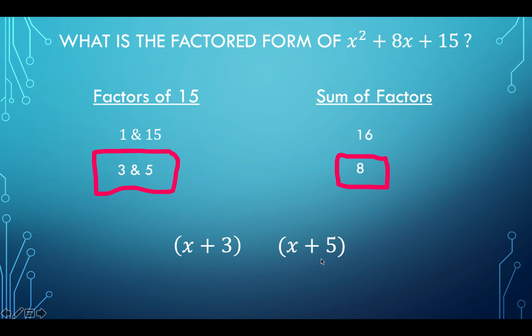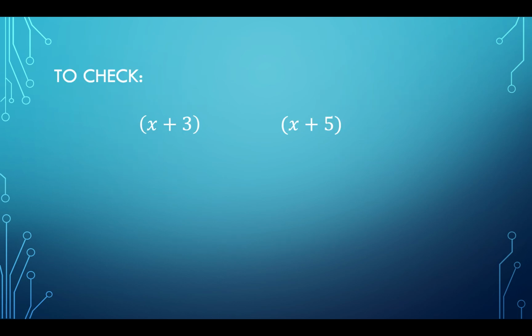This is our final answer, but let's take this one step further. Let's double check to make sure that these two sets of parentheses are going to give us this number back. How would we do that? How would we figure out if our answer is correct? Well, to check, we're going to use FOIL.